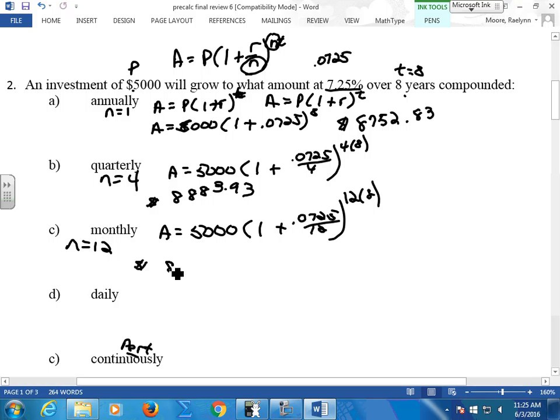This one will be 8. Something happened in my printing this out and they came all weird. Point what? 891. Wait, 88. Wait, I got 8,914.62. So were these all off? No, the first one's right. You got 8,000. What'd you get on this one? 8,914.62.